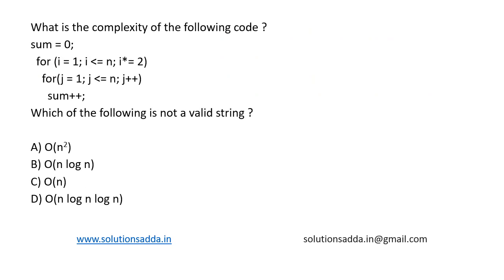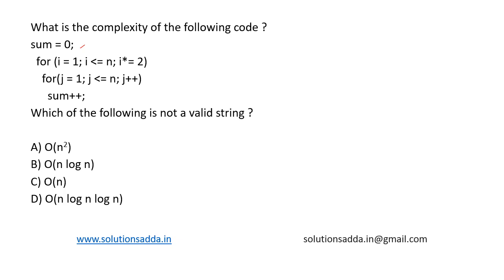This is a previous ISRO question. What is the time complexity of the following code? The code is given below. We have sum equal to 0 and a nested for loop. The outer loop is i equal to 1, i less than n, i equal to i times 2, and the inner loop is j equal to 1, j less than n, j plus plus, and sum plus plus. Which of the following is not a valid string?